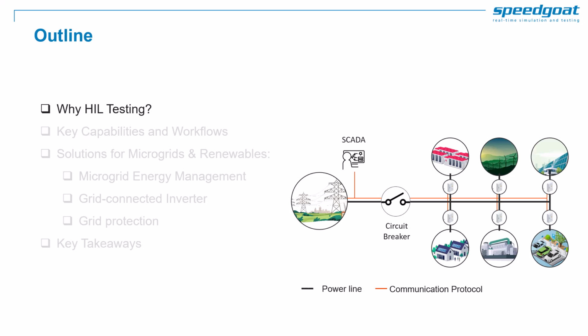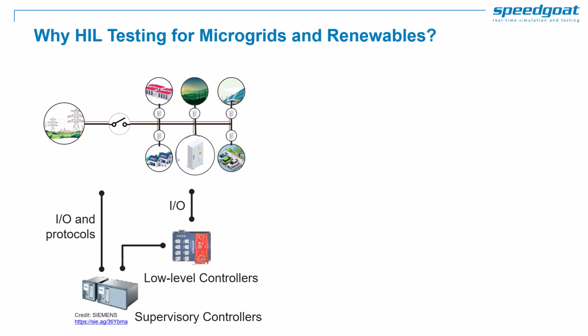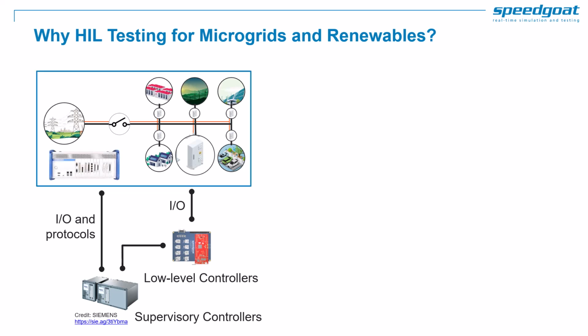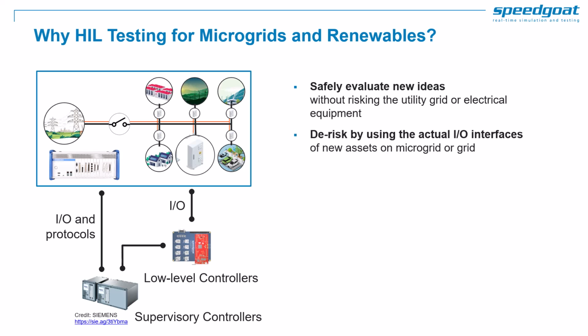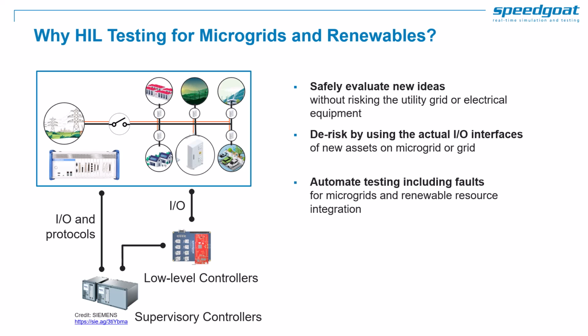So, why should you use HIL testing to develop controllers for microgrids and renewables? Let's say you're designing a controller that will integrate into a microgrid. Here are some reasons why HIL testing with a digital twin of the grid running on a Speedgoat test system is beneficial. You need to safely evaluate new controls without jeopardizing the utility grid or risking expensive electrical equipment. You need to de-risk testing further by using all actual interfaces of your converter or controller. You can automate testing to validate your controller firmware for all operating conditions, even faulty ones.